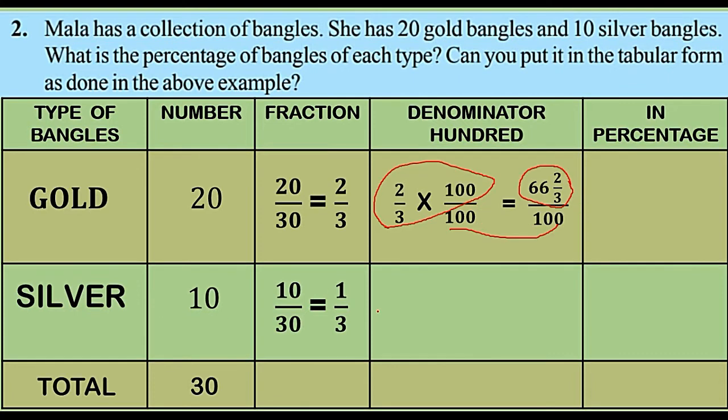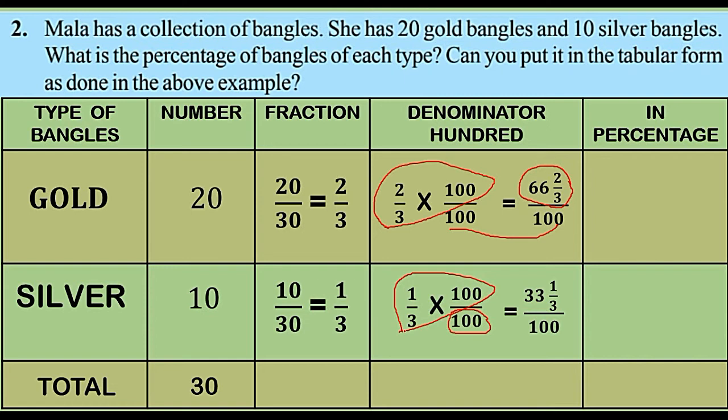Similarly, we will find for silver also, 1 upon 3 multiplied by 100 upon 100. Keep this as it is and multiply 1 upon 3 multiplied by 100. So what you will get? 1 multiply 100 is 100 upon 3. So 100 upon 3 is improper fraction. Convert to mixed fraction. What you will get? 33 1 upon 3. So 33 1 upon 3 upon 100.